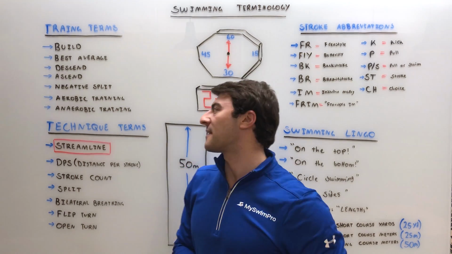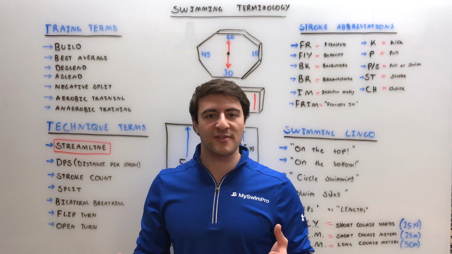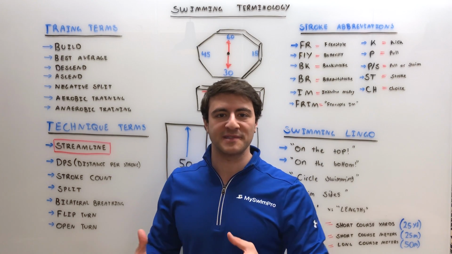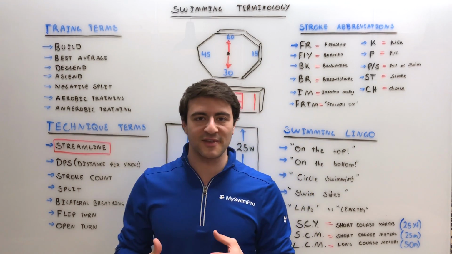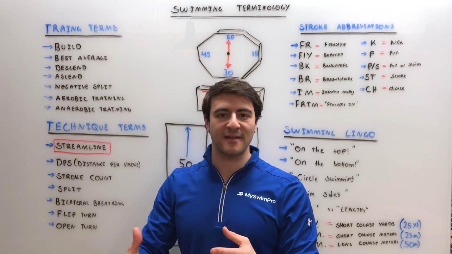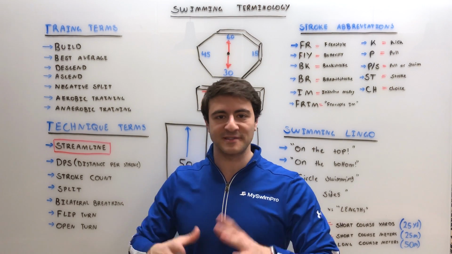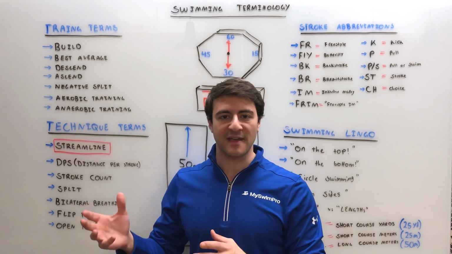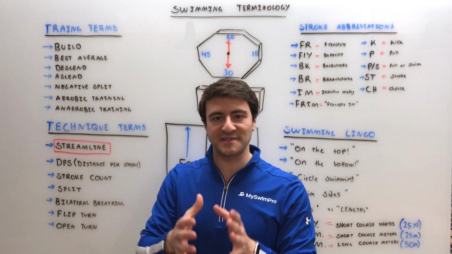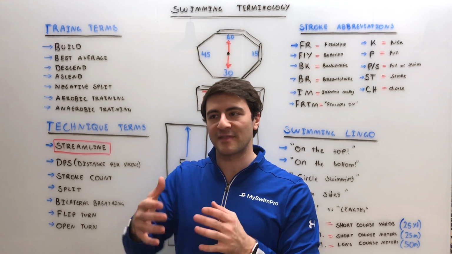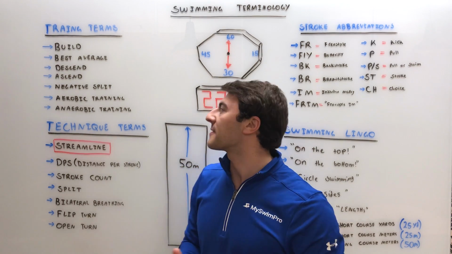You'll often see best average, and that's a training zone that we have in the MySwimPro app. Best average is essentially going as fast as you can for each repetition within a set, which is a little bit different than going as fast as possible, because with best average, you're really focused on maintaining the same speed and averaging the same time at your best effort.